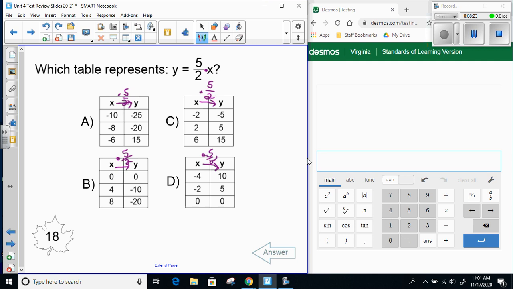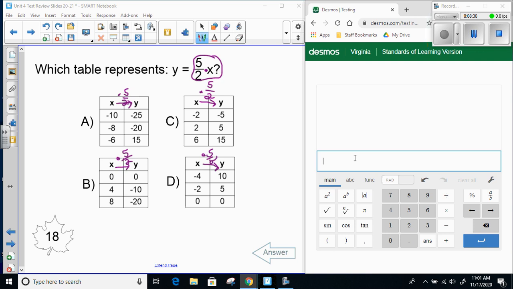So what we're going to do is type in this part of the equation with the x in it. So we're going to type in 5/2 times x. And to check each table, we're going to take the x values and plug them into Desmos. So I'm going to start with A.